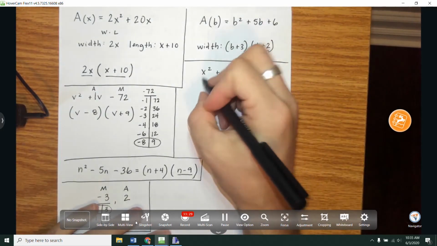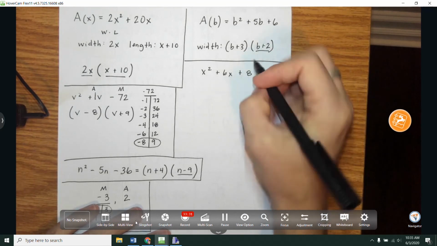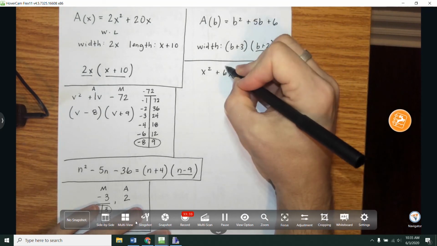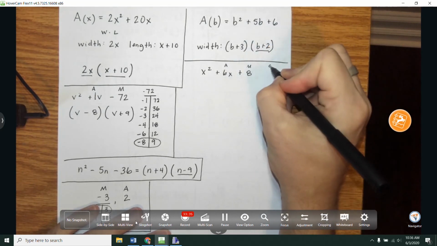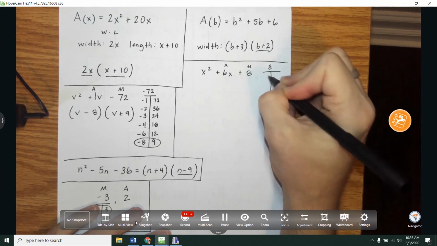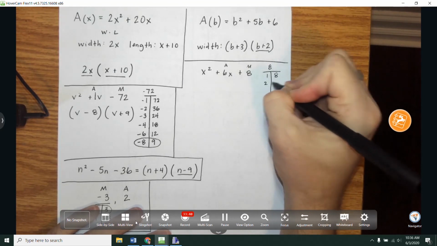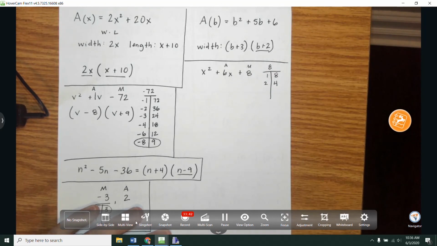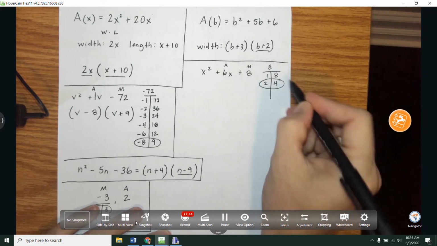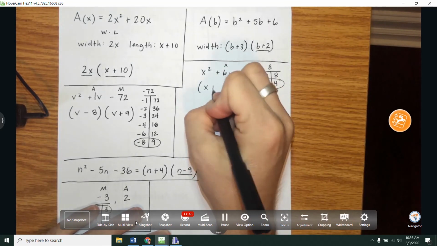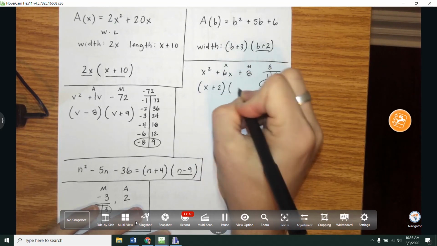They're going to let us finish with an easy one. We're looking for things that multiply to give us 8, and add to give us 6. And these are all positives, so we know 1 and 8, 2 and 4, and that's as big as our list goes. We found it right here. So this should be x plus 2 and x plus 4.